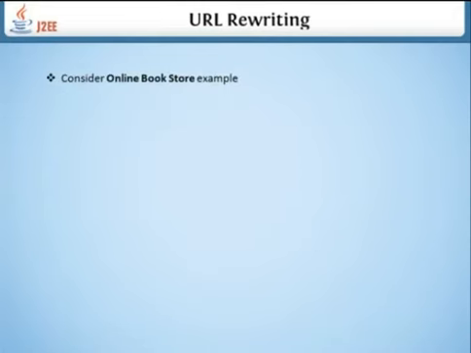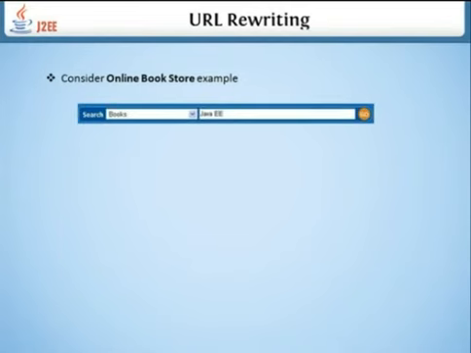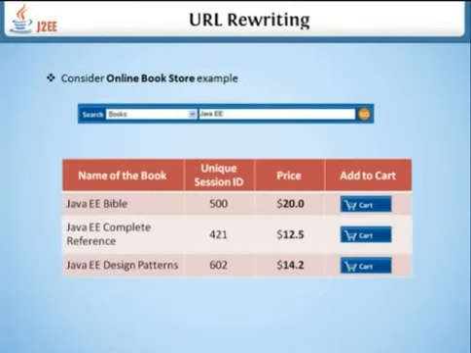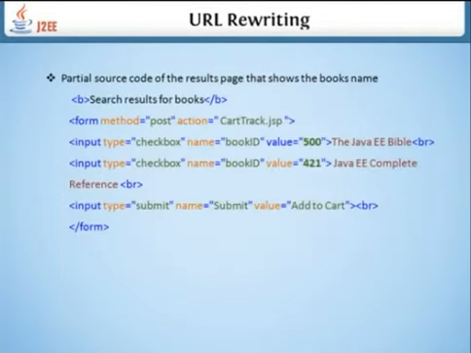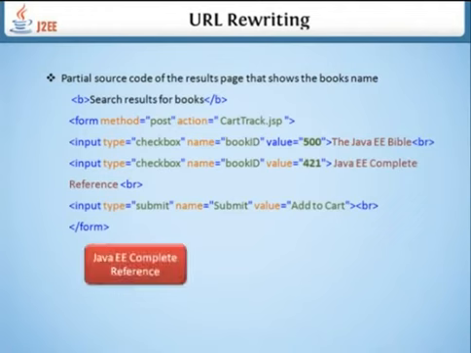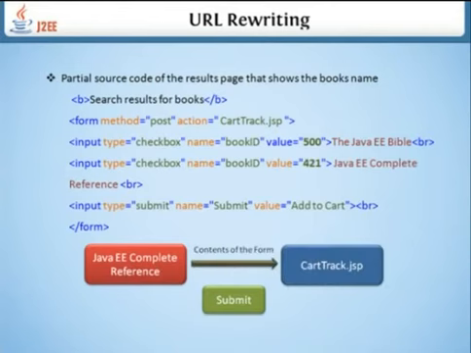Consider the online bookstore example. Searching and selecting J2EE books. This is the source code of the result page that shows the book's name, J2EE complete reference, and submit. The content from the form goes to the cart track JSP page.